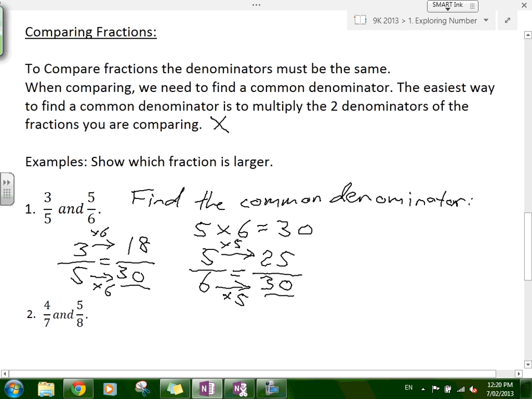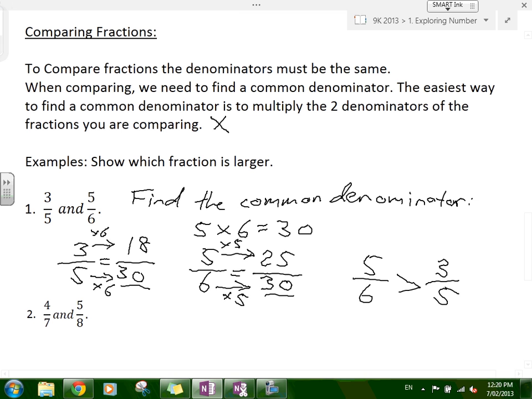Which is bigger? Yeah, so 25 over 30 is bigger. So our conclusion is 5 over 6 is greater than, that's the greater than sign, 3 over 5. Because we've compared them, we've changed them with equivalent fractions, and now we have a common denominator, and we can see clearly that 25 over 30 is bigger than 18 over 30. Okay.